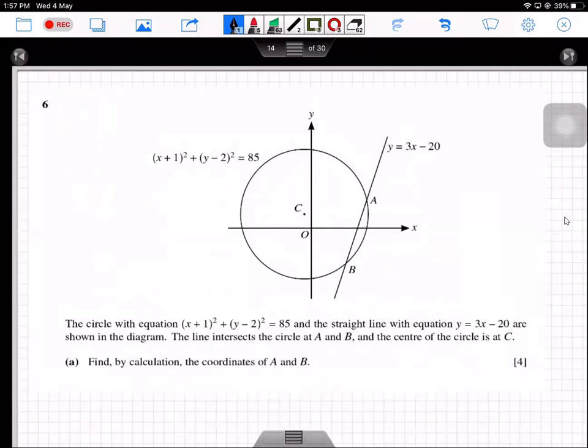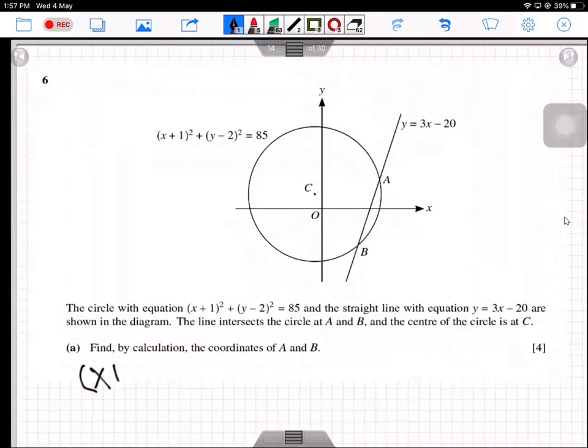So this is just simple. You just have to solve the two equations simultaneously by substitution. One is a linear function, and the other one is a non-linear function. So y = 3x − 20. Just substitute the equation of the straight line into the equation of the circle.